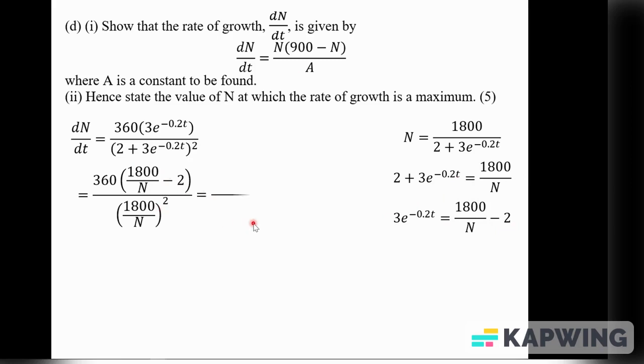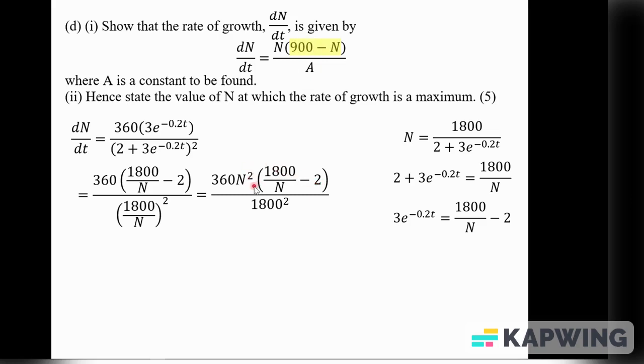I've got fractions all over the place. So I'm going to multiply the top and bottom by n squared. So I'll have 360 n squared on the top and just 1800 squared on the bottom. And that's lower that bracket. But I need to get to this form with 900 minus n. So I need to divide this bracket by 2.